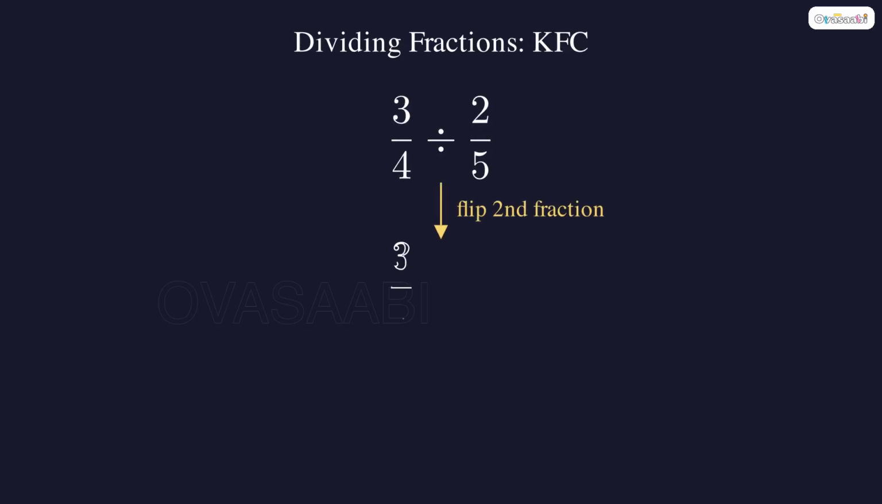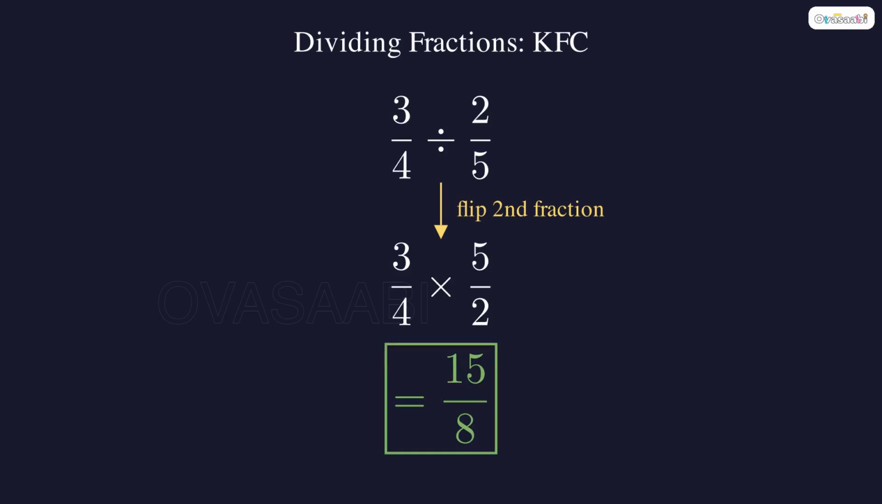To divide, flip the second fraction and multiply instead. 3/4 divided by 2/5 becomes 3/4 times 5/2 equals 15/8.